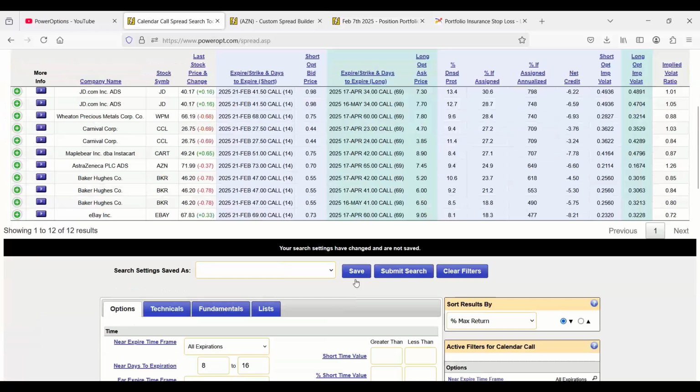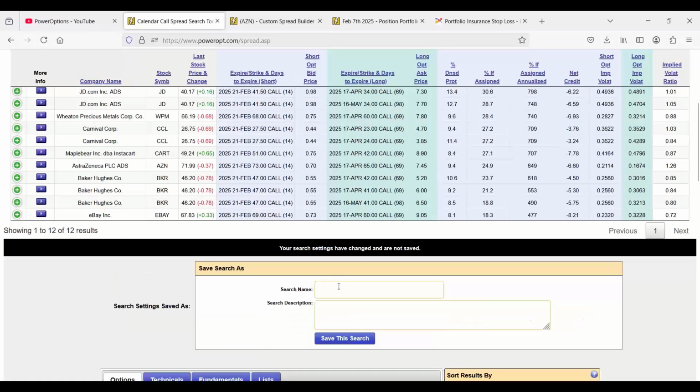Okay, I'm going to save this real quick. And we're going to call this Daily Cal Call from February 7th. Now, the reason why I'm doing this, I know it's going to be a little bit slow, and I apologize for that. This always happens, of course.